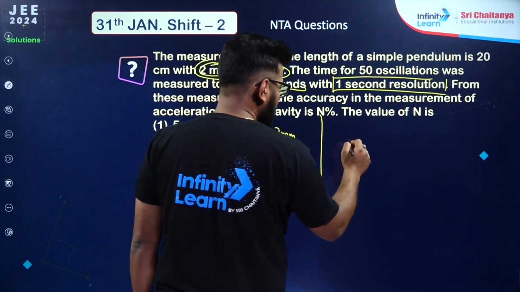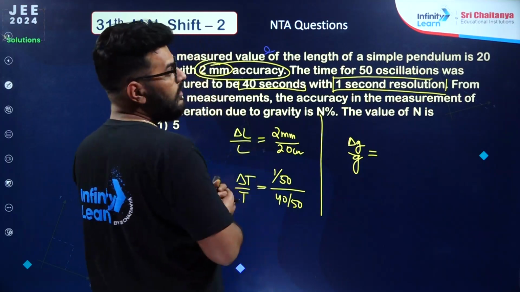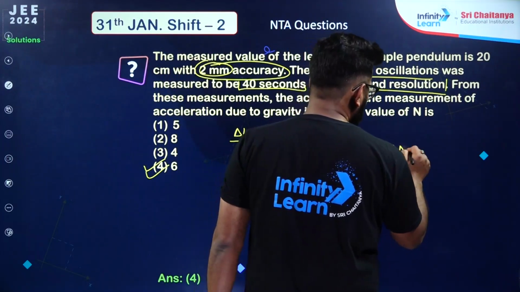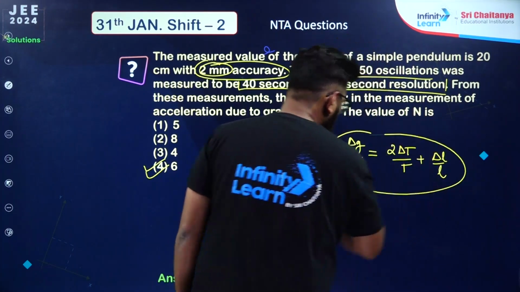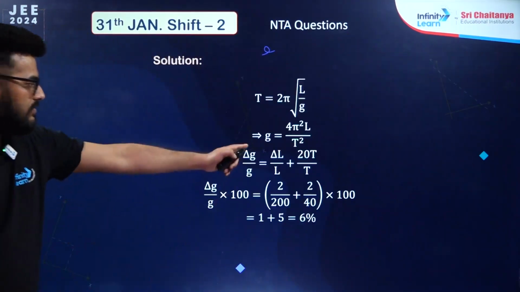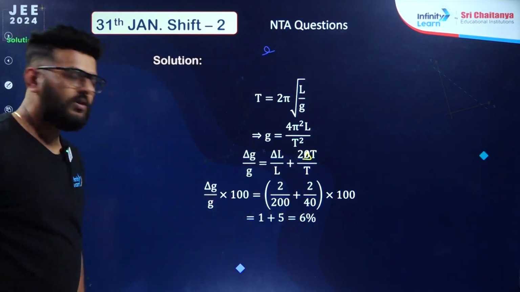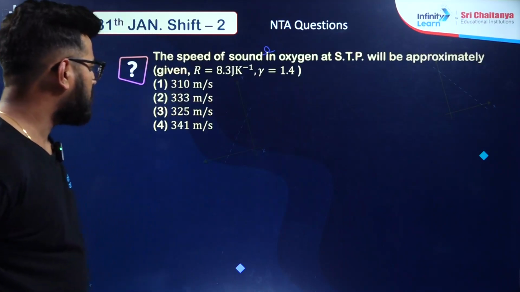Now it's simple, delta g by g. T is equal to 2 pi under root of L by g, right? So delta g by g will be equal to 2 times delta T by T plus delta L by L. This is how you are going to relate. This is the expression given over here. This is delta T by T, and you can very easily find out the answer. Okay, done, sir. Moving ahead for the next question over here.